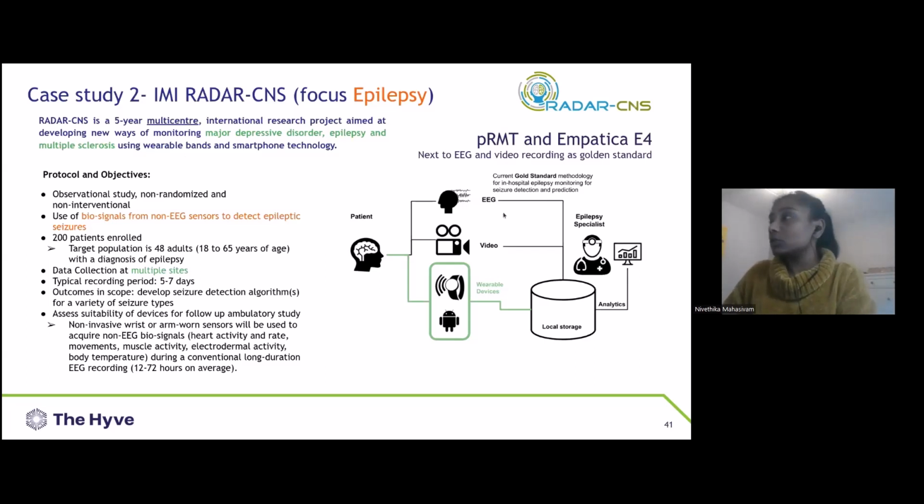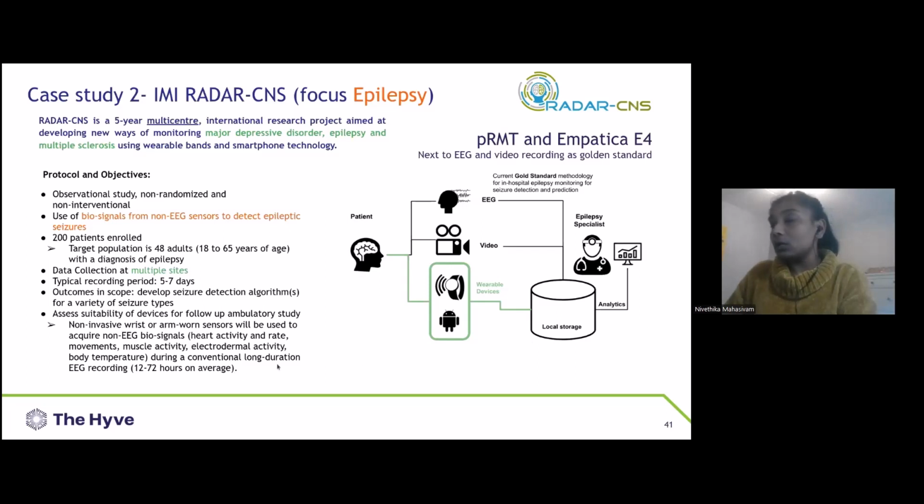Ideally, when you have epilepsy, how you are monitored is using EEG, because when you have epilepsy, you have seizures, and the way to measure seizures is using EEG. So these participants were in a hospital, and they were having the EEG, and they were also recorded using a video, and they were wearing the wearable devices that were integrated with the platform. So the goal of this study is to figure out if you can actually record seizures using wearable devices.